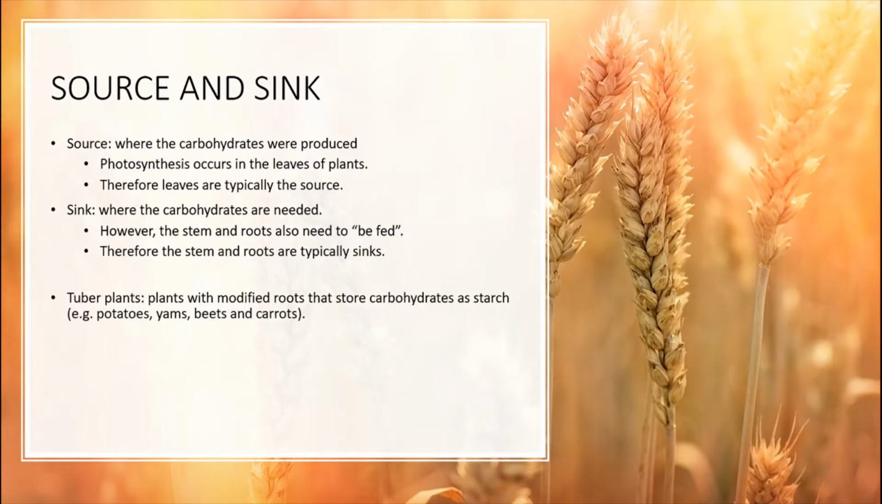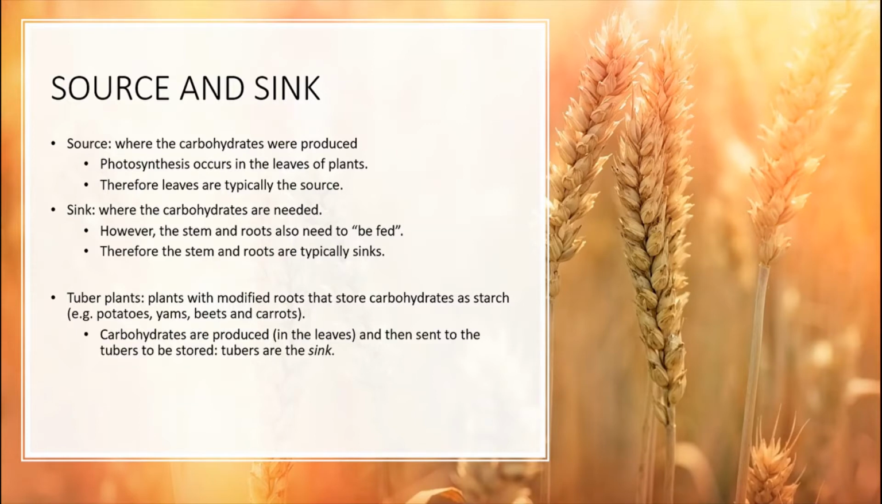Let's consider tuber plants though. So tuber plants refer to plants with modified roots that can store carbohydrates. So the ones that we know and love are probably potatoes, maybe beetroots and carrots. A bit less familiar are yams, but these are all types of plants where the roots have been modified to be able to store carbohydrates. So that potato that we eat is actually a modified root that has stored excess carbohydrates from the potato plant.